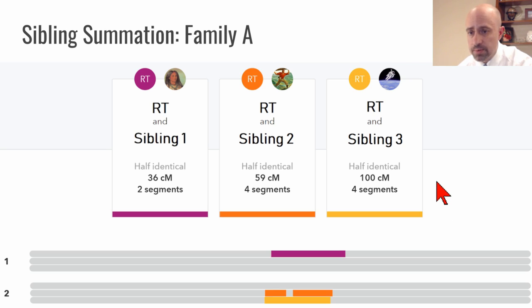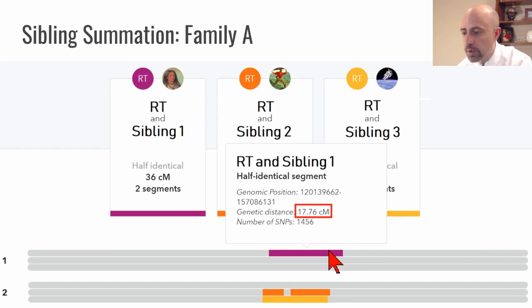This is from the chromosome browser at 23andMe. So if you scroll down on the page further, this page that we're working from, you'll see segments on the chromosomes. Each chromosome is numbered, and you can see these segments. If you hover over this segment on chromosome 1, you'll see that sibling 1 shares 17.76 centimorgans with cousin RT on chromosome 1. That's straightforward enough. There aren't any other segments on this chromosome, so we can start with that number.